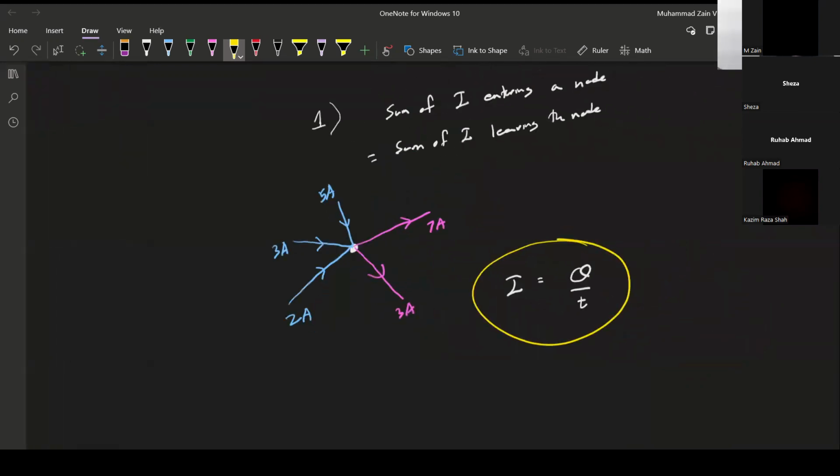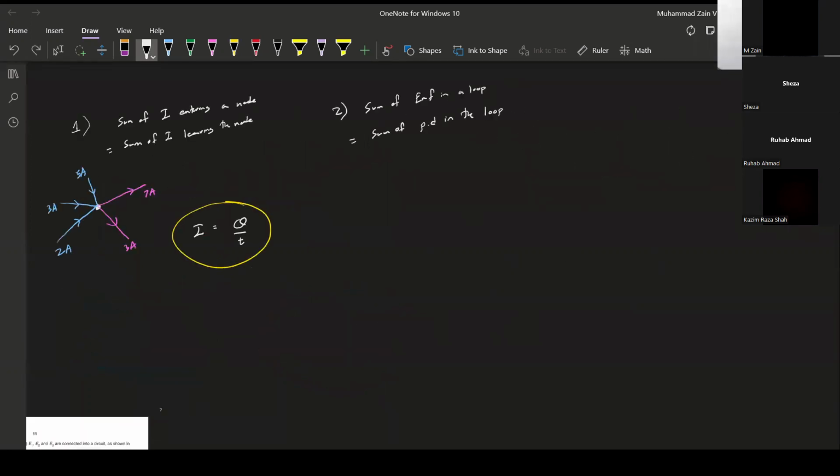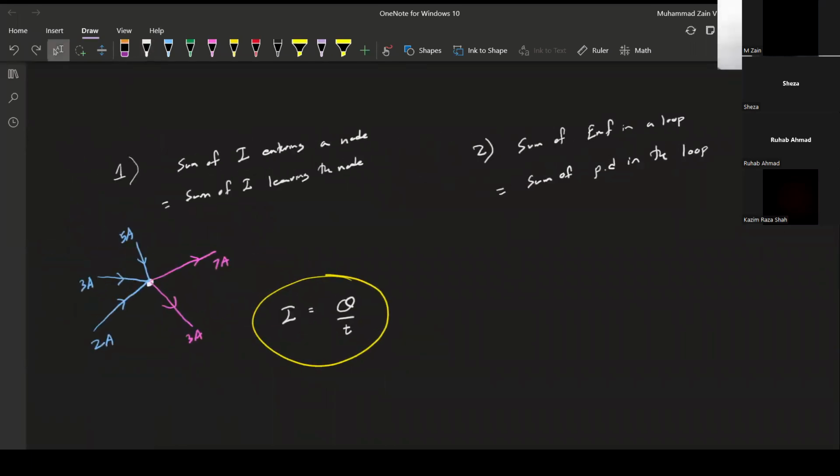And then the second law was that the sum of EMFs in a loop equals the sum of potential differences in the loop. One thing for this is that the loops must be the same. I'll come to what loops are, but the idea is that in the same loop, the sum of EMFs equals the sum of potential differences.